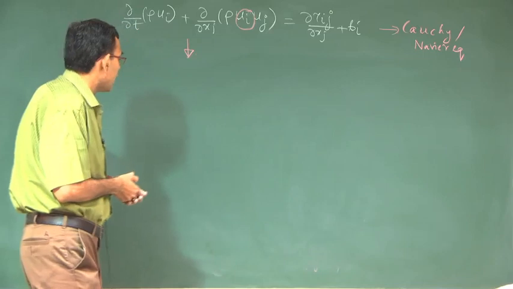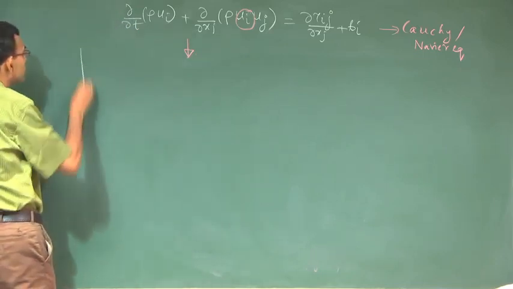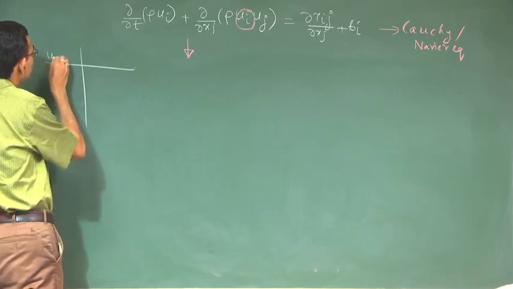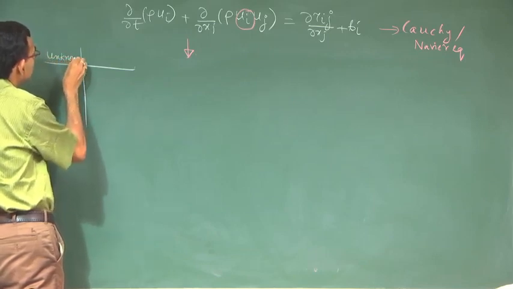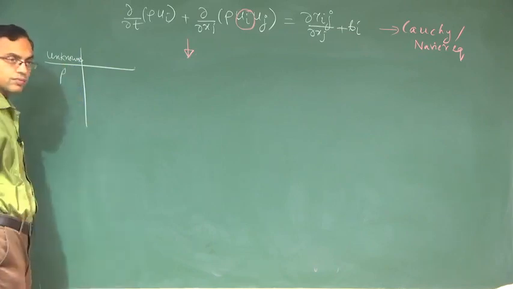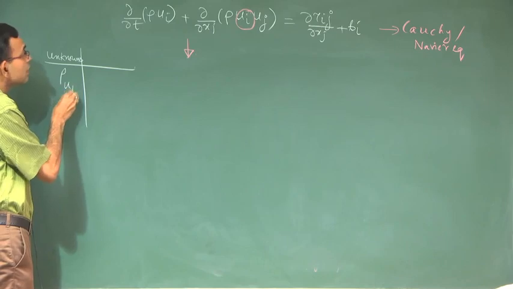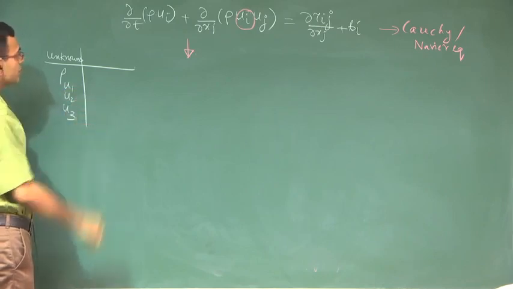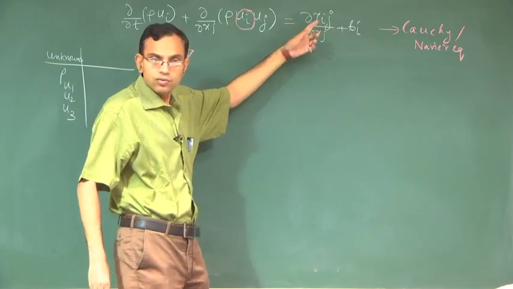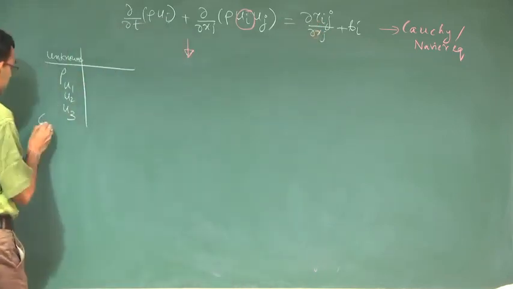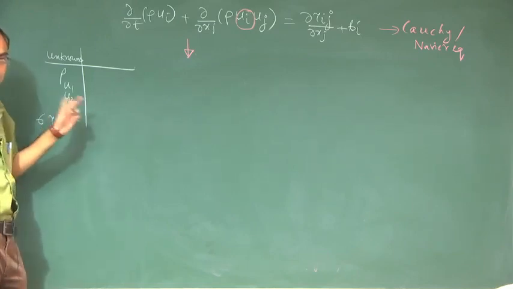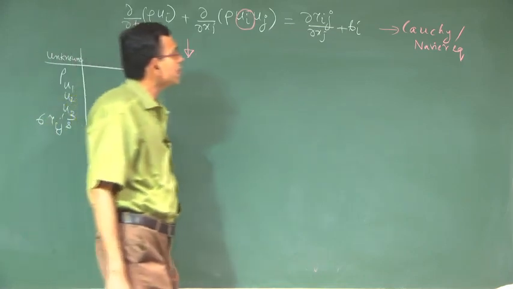So, let us make a tally of knowns and unknowns. What are the unknowns and how many independent equations are there? Unknowns are rho, which may be an unknown, u1, u2, u3, and tau ij's; these are not known. So, 6 tau ij's, not 9, because 3 are dependent on each other.